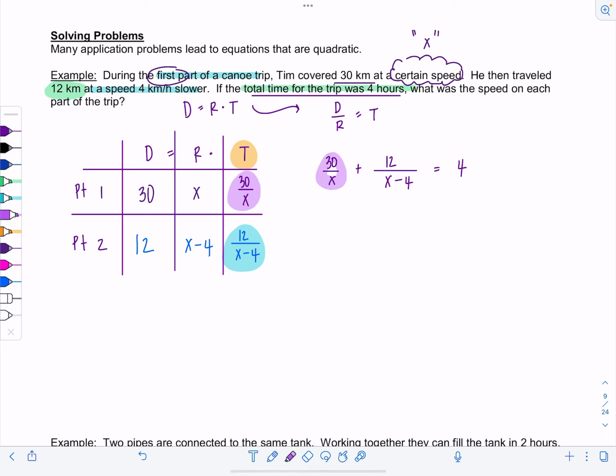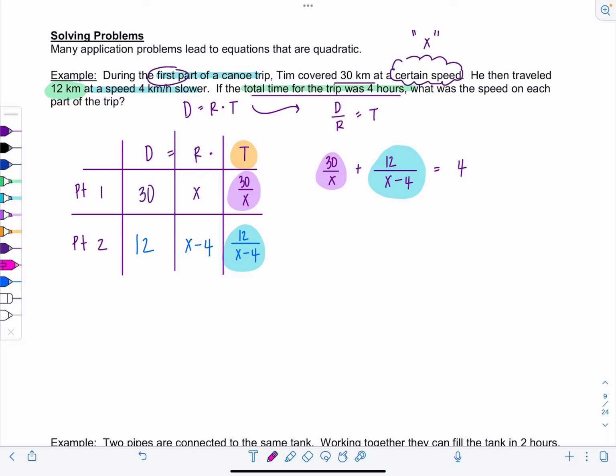That's the sum of the time for part 1 and part 2 equaling 4. Now this is a rational equation, and we've studied these before. When we solve, we want to make sure first we list the domain, and then we're going to clear out all of the fractions. We don't want anything in the denominators, so we multiply through by the LCD.